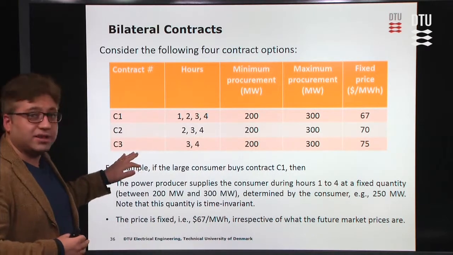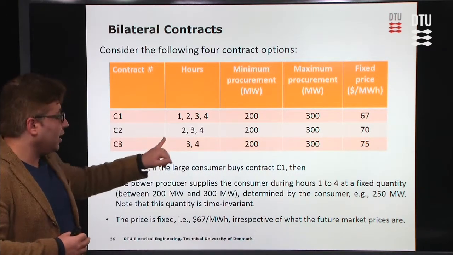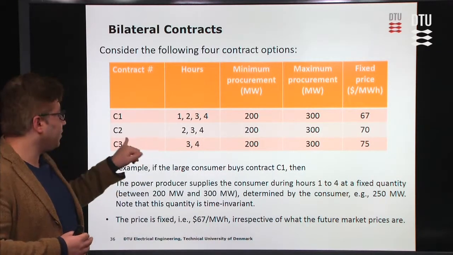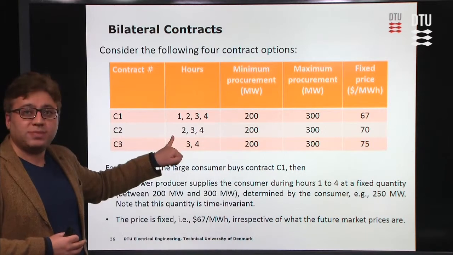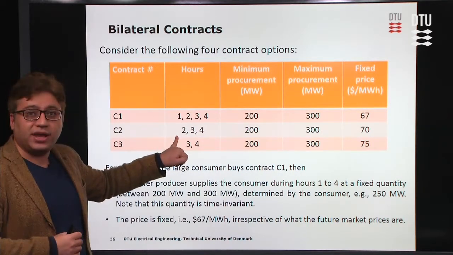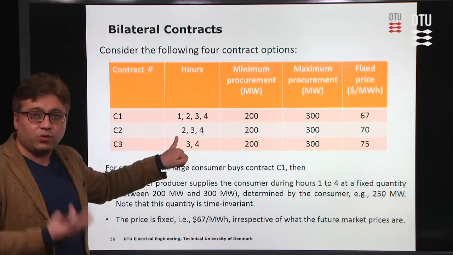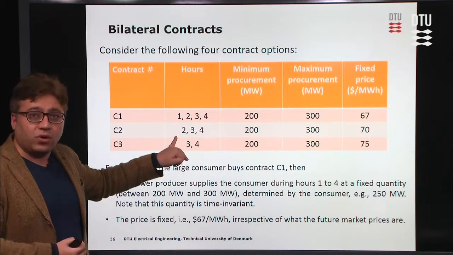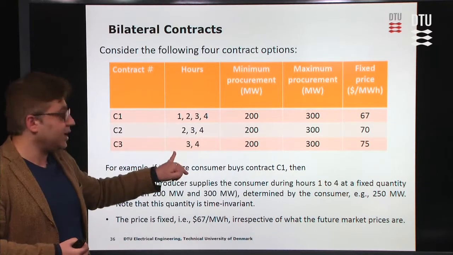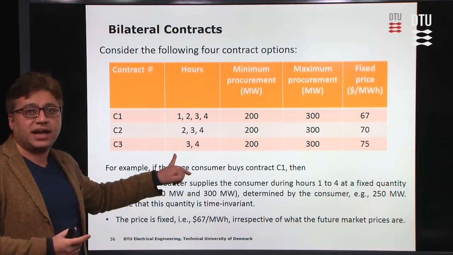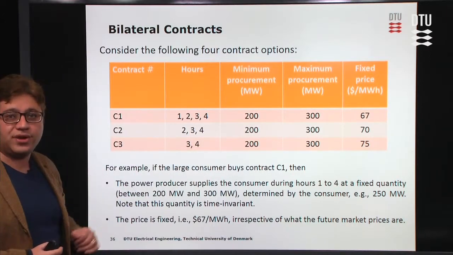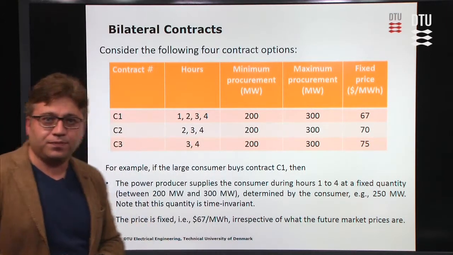We also have other types of contracts here, and the main difference is the spanning time period. For example, contract 2 only spans hours 2, 3, and 4. It means that whatever you agreed based on this contract will be delivered only in these 3 hours. And similarly, contract 3 is a shorter contract, only spanning hours 3 and 4. Okay?